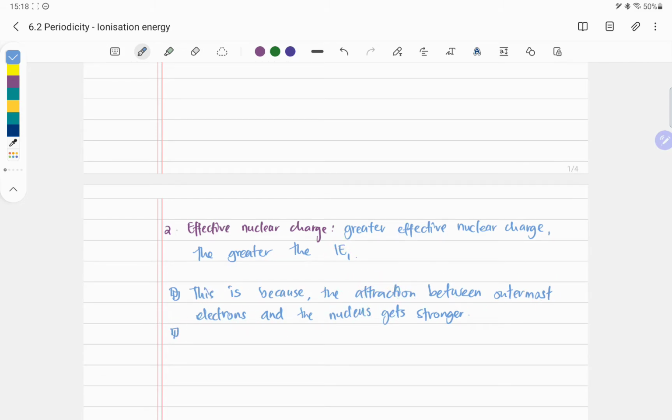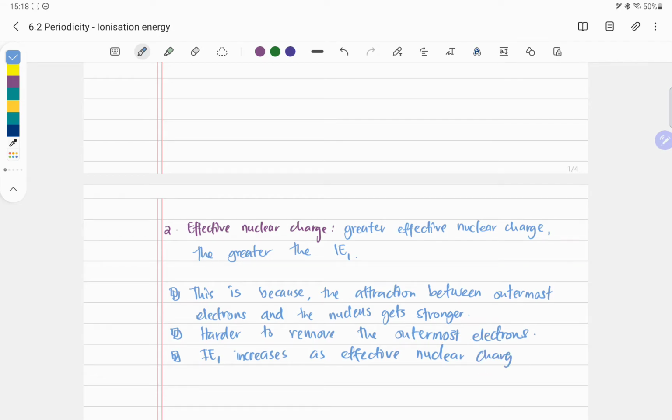And because of that, it is harder to remove the outermost electrons. Okay, thus first ionization energy increases as effective nuclear charge increases.